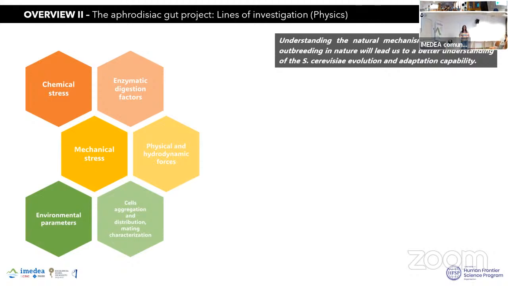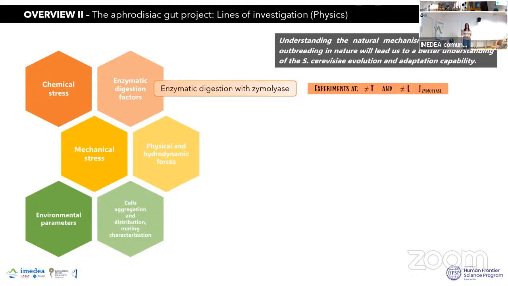When they are inside the wasp gut, maybe there is some chemical stress that will interfere. So we proposed to do enzymatic digestion experiments using zymolyase, because maybe there is some type of chemical factor that could favor degrading the ascus and make it more permeable and easy to break. We did these experiments at different temperatures and with different concentrations of zymolyase.